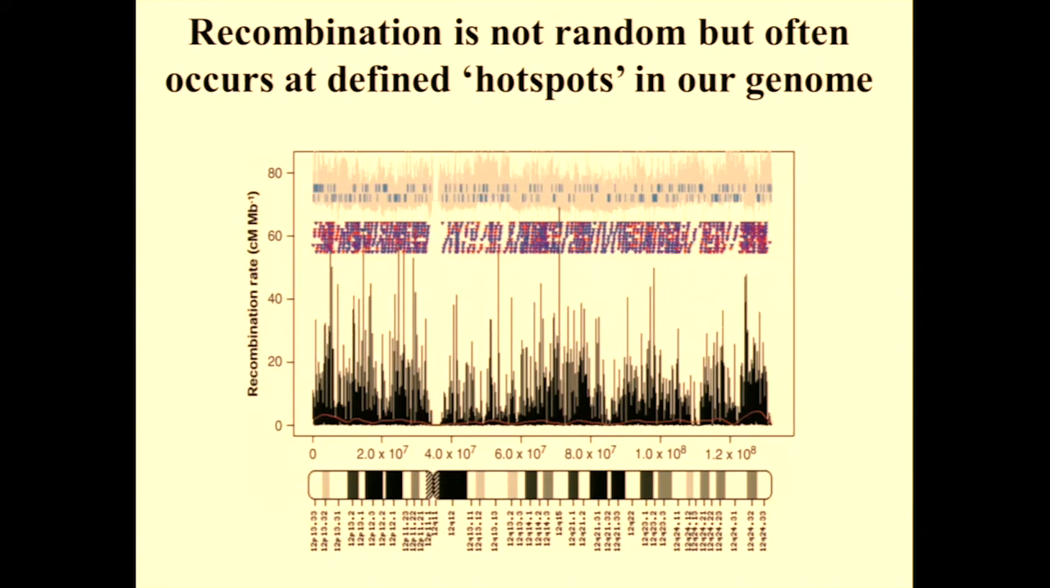This is not a random process. Here I'm just showing you a map of chromosome 12, and the y-axis is basically at different points along the chromosome showing the frequency with which recombination occurs in a large population, these black lines here. And the key point is that you see there's some places where there's big spikes saying recombination happens here a lot, and then there are other places where there's a trough saying recombination basically barely ever happens at that point on the chromosome.